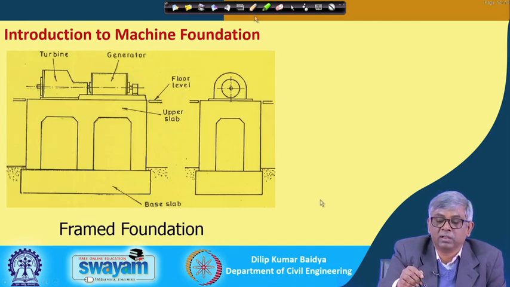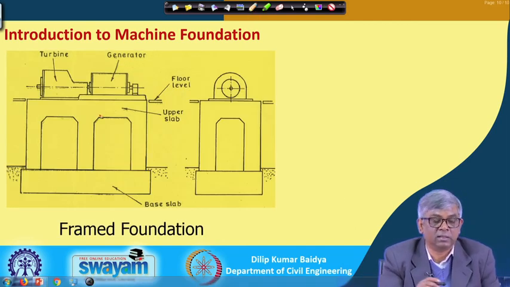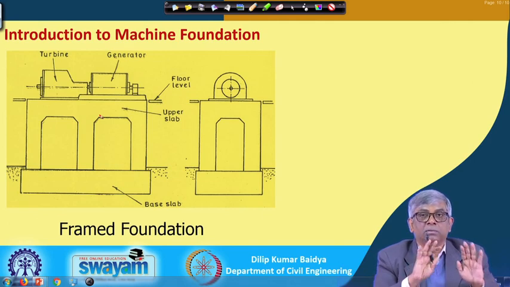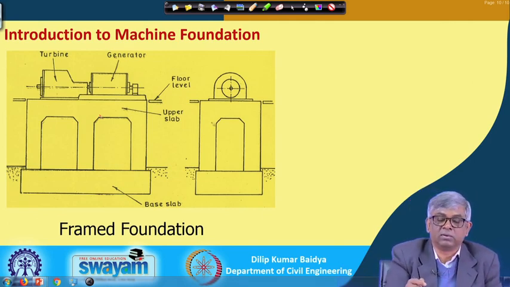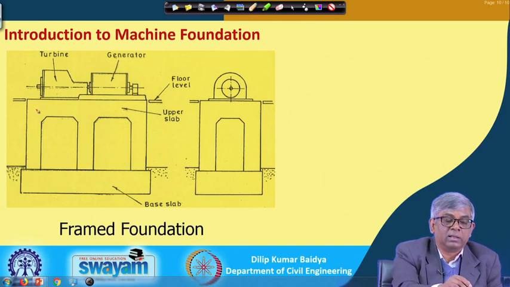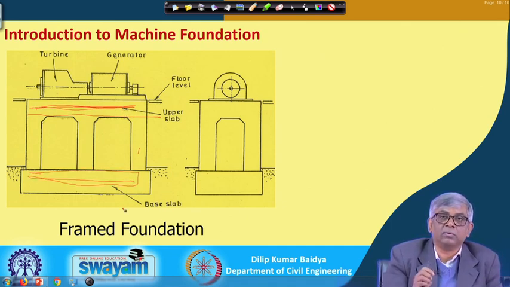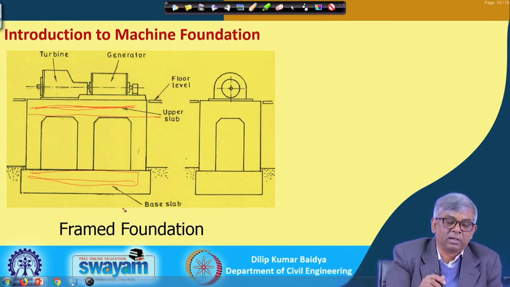And this is a typical frame foundation. You can see this is the front view, and this is a cross section. Suppose you cut like this, this is a machine and this is the frame. On top of the frame there will be a deck slab, and at the bottom there will be a bottom slab, and the bottom slab will be made very thick. Generally it will be so thick that while analyzing this frame foundation, we assume the frame is fixed at this level.